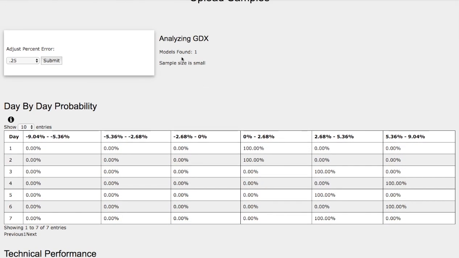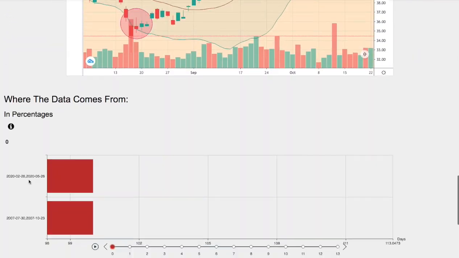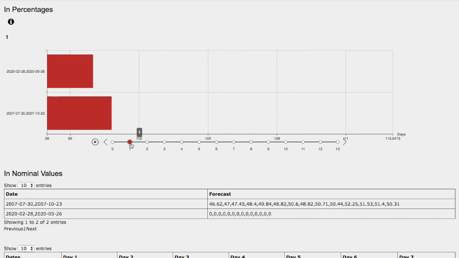We only have one model and the sample size is very small. So what you see here in probabilities is not statistically significant, so do keep that in mind. As we progress to the 7th day, we have a 100% chance for gold miners to climb between 2.7% to 5.4%. Again, this is not statistically significant because the model and sample size is very small. Now let's examine the day-by-day forecast for GDX. We have 1 day out, that will be a Wednesday, and 2 days out would be a Thursday, and so on: 3 days out, 4 days out, 5 days out, 6 days out, and 7 days out.